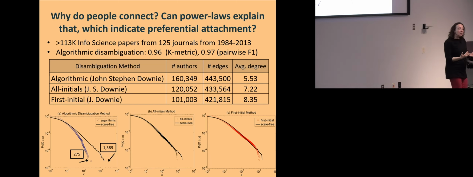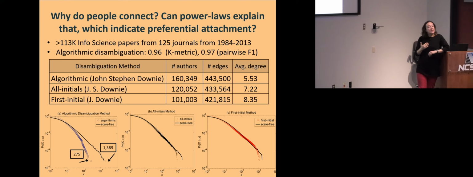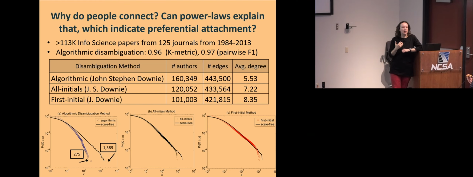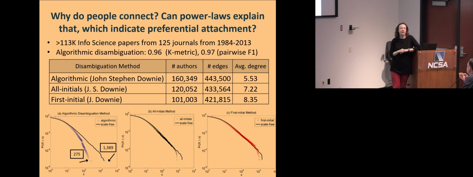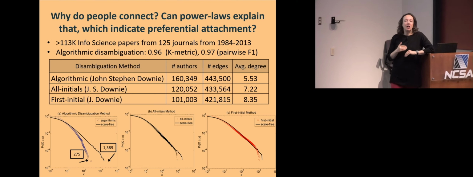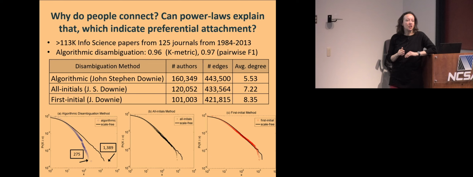What does that mean? That means that people actually do not seek collaborators that are necessarily famous. This whole idea of preferential attachment to other famous people in science is just an artifact of sloppy data disambiguation. That's what's happening.